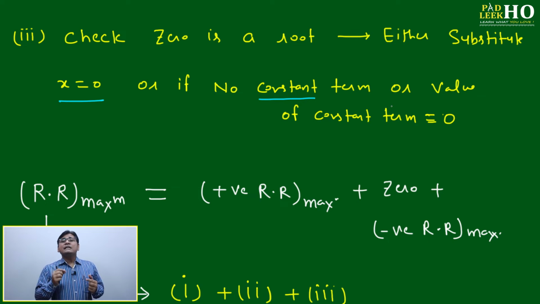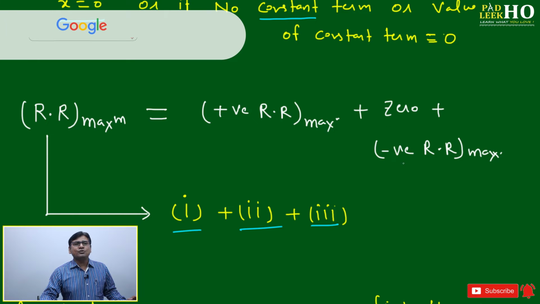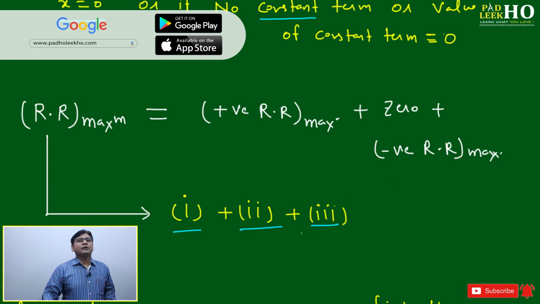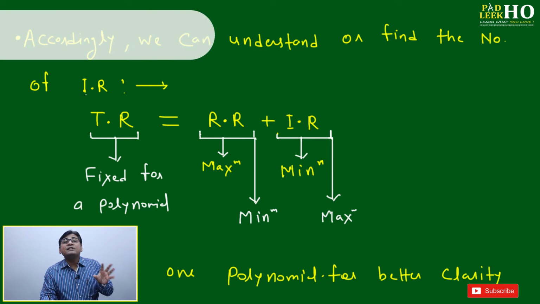If the constant term is not there, then only you can say 0 will be a root. Just observe the last term, whether the constant term is there or not. If it is not there, 0 will be a root. If it is there, 0 cannot be a root. Only two possibilities. Here we are counting whether 0 is a root or not, which is only one solution, so in the number of real roots you have to add one solution or not. Then the maximum number of real roots is the first plus second plus third. First is the maximum positive real roots, second is 0, and third is the negative real roots. Then accordingly we can find the number of imaginary roots also.